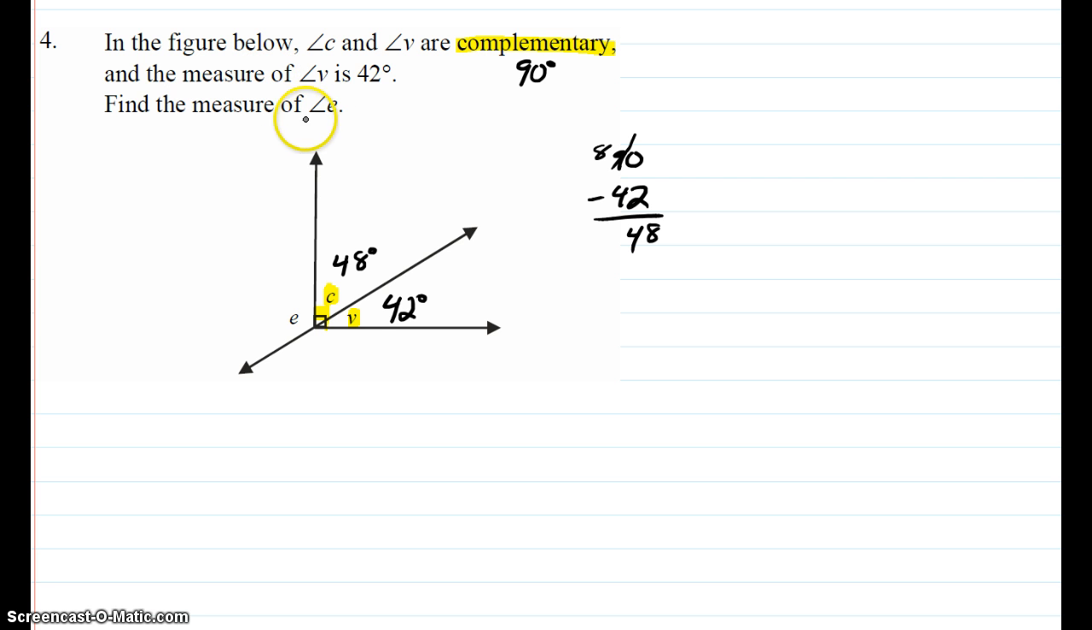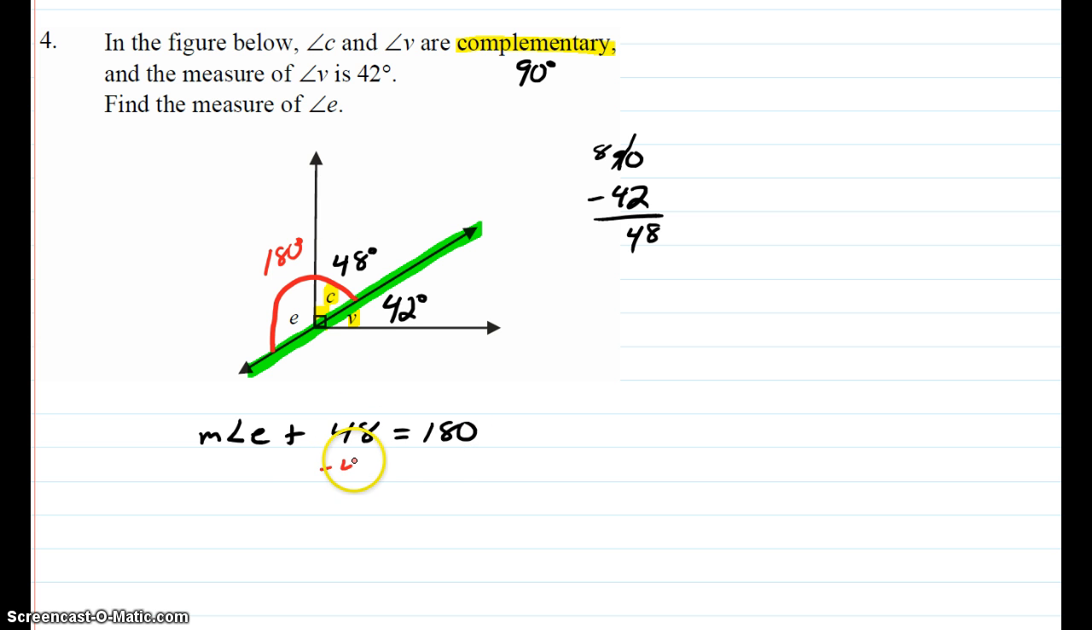And so now we can find the measure of angle E. And we'll be able to figure that out because angle E and angle C form a linear pair. And we know that a linear pair, these two angles here, will add up to 180 degrees. So this is just simply going the measure of angle E plus 48 equals 180. So now you just subtract the 48.